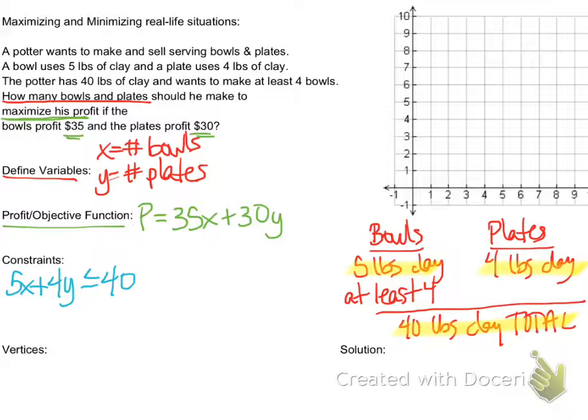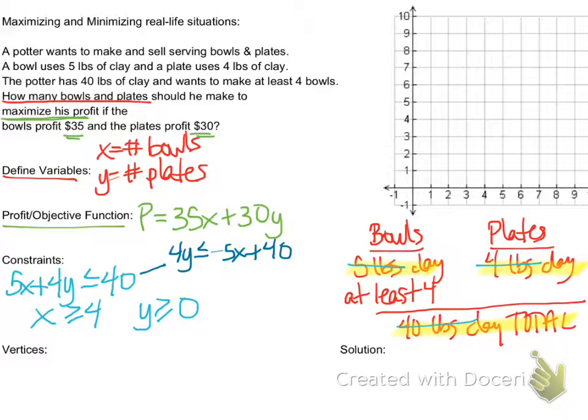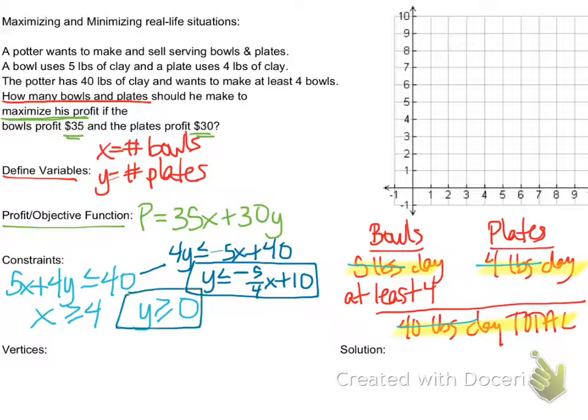The second inequality, we need to have at least 4 bowls, so we can have more than 4 bowls. So x has to be greater than or equal to 4. And then, of course, we can't have a negative number of plates, so y has to be greater than or equal to 0. Solving the first equation for y, we get y is less than or equal to negative 5/4 x plus 10. That, along with y is greater than 0 and x is greater than 4, should be our 3 regions. So let's go ahead and graph those lines.